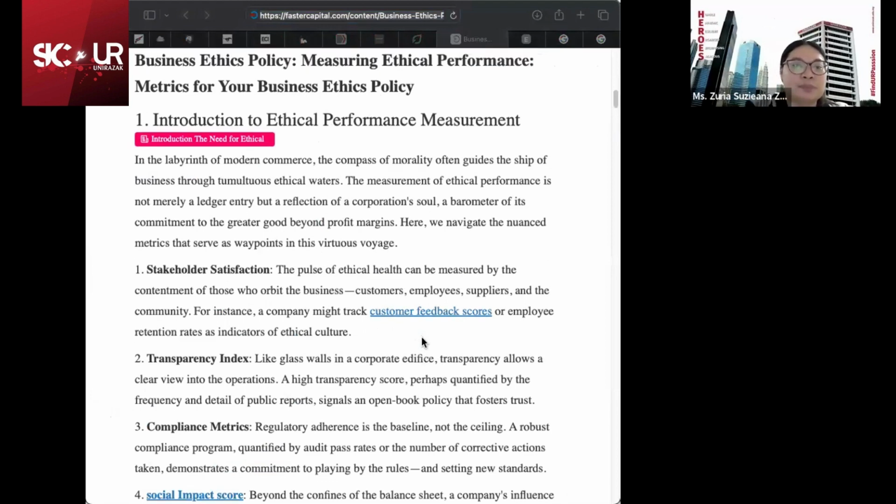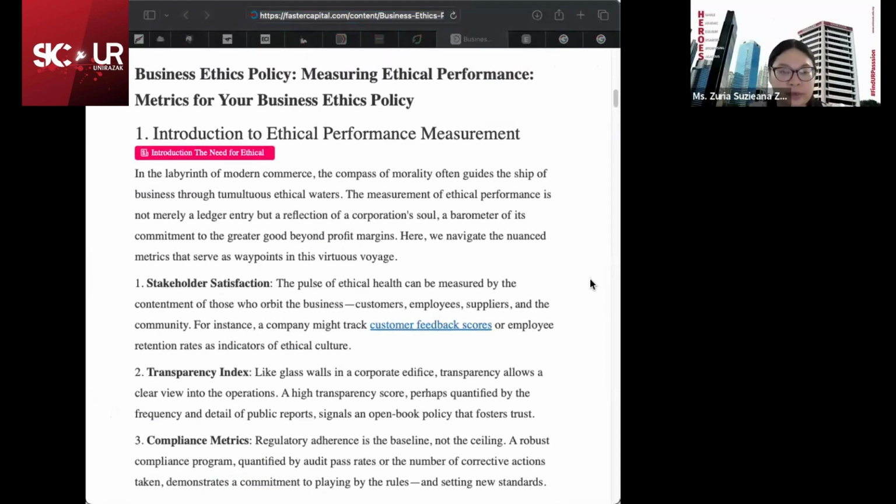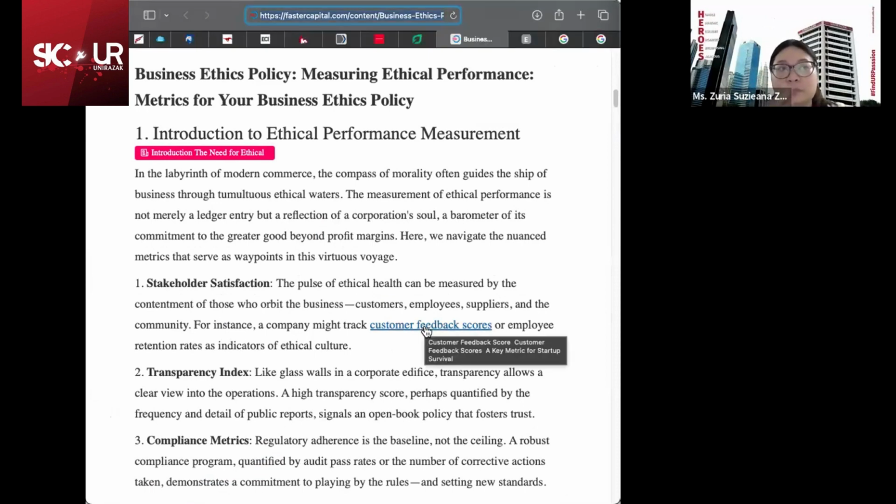Okay, for example, let's say you wanted to take a look at your stakeholder satisfaction. So what can you do? How to measure? So you can measure using customer feedback scores. I think you can click here and then it will bring you to the metrics or the numbering, the score, the survey and so on. These are just examples to get you familiar of what we can do to measure. Okay, so in order for us to measure stakeholder satisfaction, we can track customer feedback scores or employee retention rates as indicator of ethical culture.